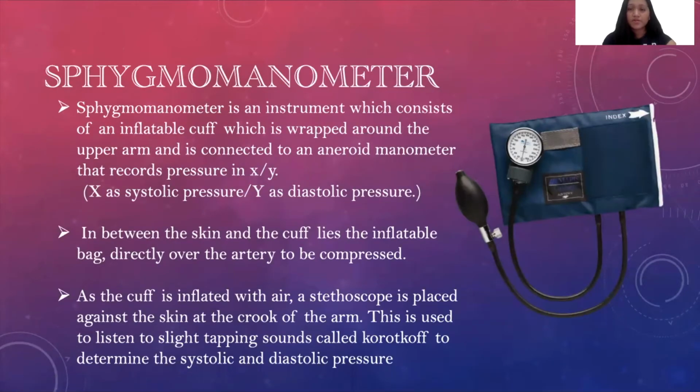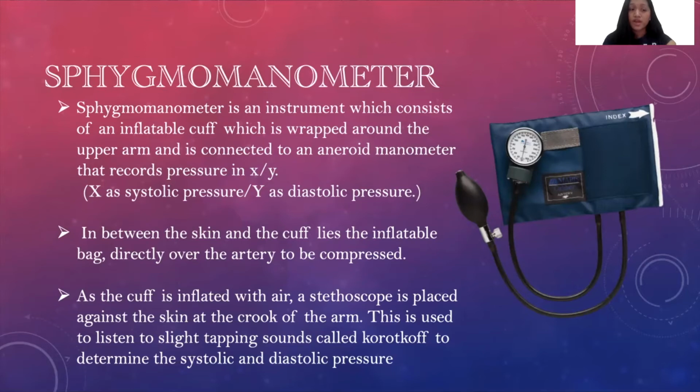Now for the main part of our topic, we have the sphygmomanometer, an instrument which consists of an inflatable cuff which is wrapped around the upper arm and is connected to an aneroid manometer that records pressure in X over Y. X is the systolic pressure and Y is the diastolic pressure. In between the skin and the cuff lies the inflatable bag directly over the artery to be compressed.